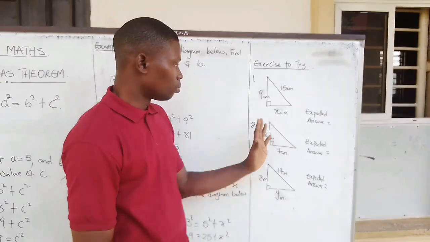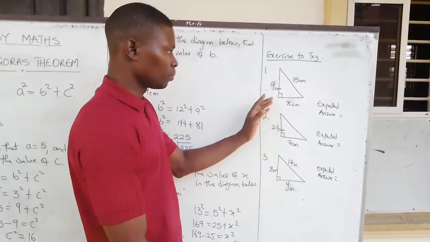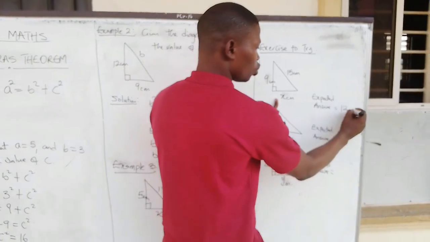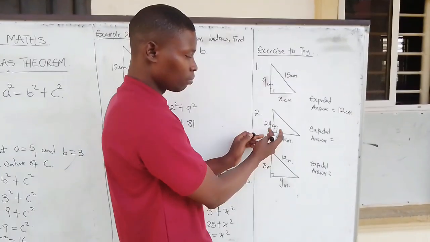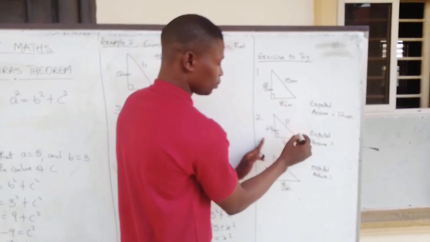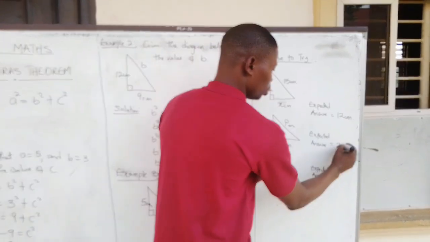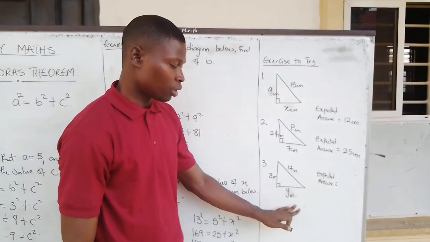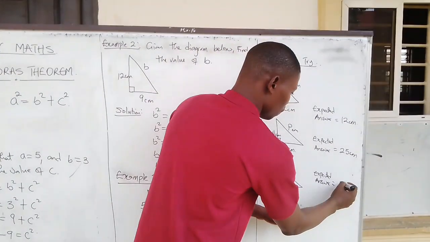Just like we've done here, try and see if you can solve this. While you're solving, your expected answer here for x should be 12 centimeters. Solve and see if you can get that. The next one here, let's say here is our p centimeters, and our expected answer for p should be 25 centimeters. And the last one, we have y. We have to look for the value of y, and the expected answer should be 15 meters.